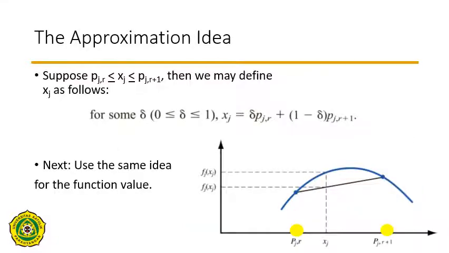Now, we have seen that we may define the point between two grid points. The same idea will be used to define the function value between these 2 points. So this is the function value of PJR. This is the function value of PJR plus 1. Now the idea is, instead of looking at the original function, which is nonlinear, now we just assume that everything between these 2 points is linear and then get this value using the linear combination idea.